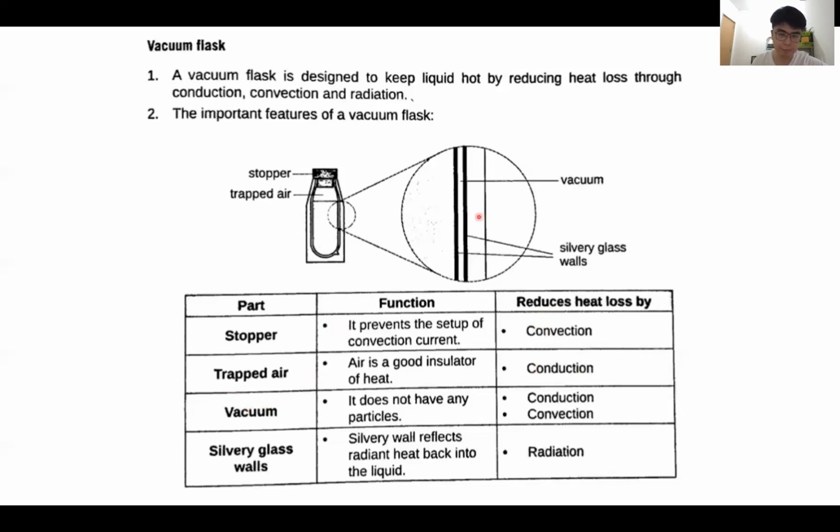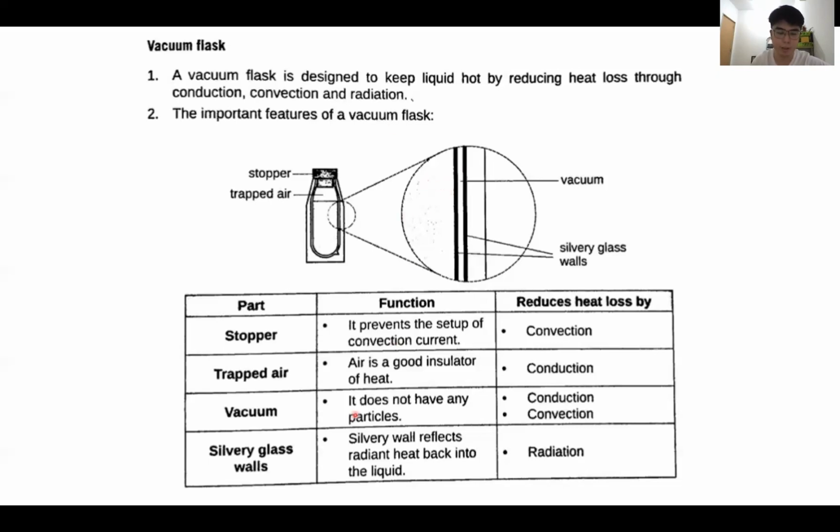Then we have vacuum. Often you see what we call the double glazed window. It's like a double wall, and between the walls is vacuum. People use it in the construction of buildings, windows. Sometimes they use a double glass wall, and in the middle is vacuum. This is to prevent the heat from transmitting.